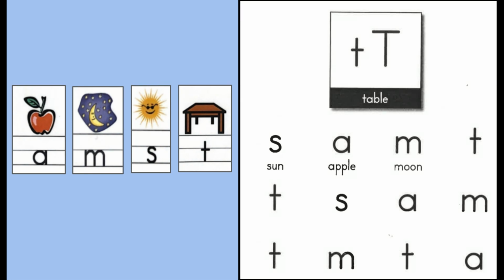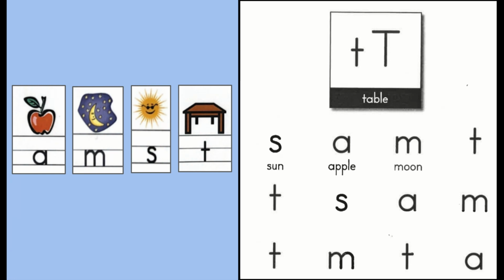Let's try making the sounds that each letter represents. Ready? T, like table. S, like sun. A, like apple. M, like moon. T, t, s, a, t, t, a.